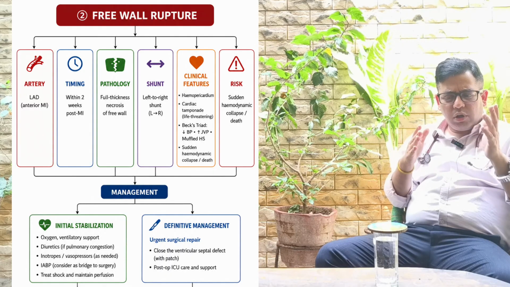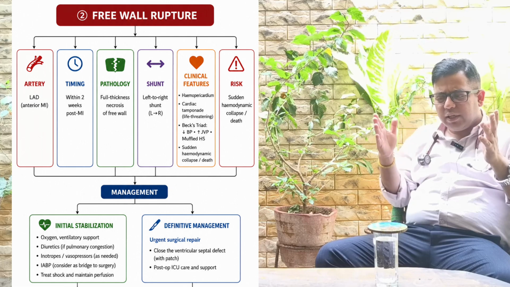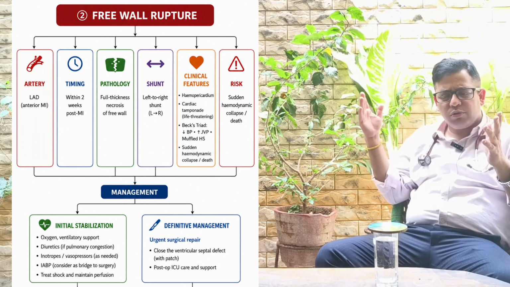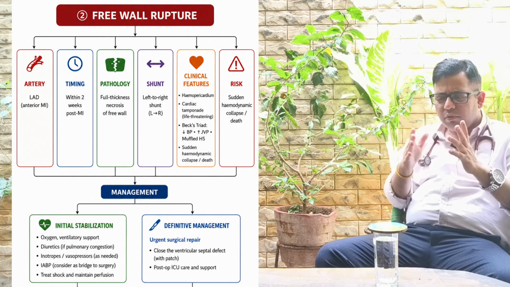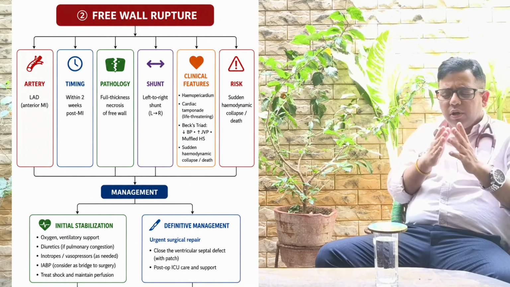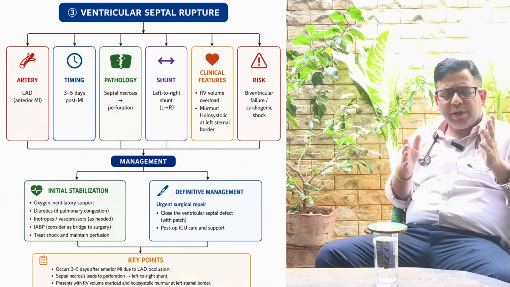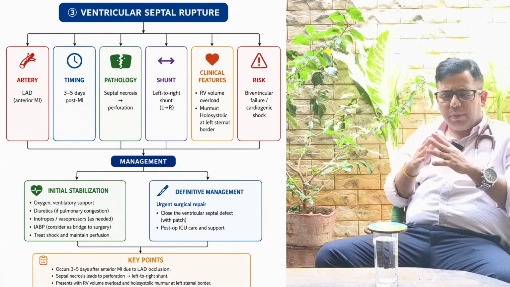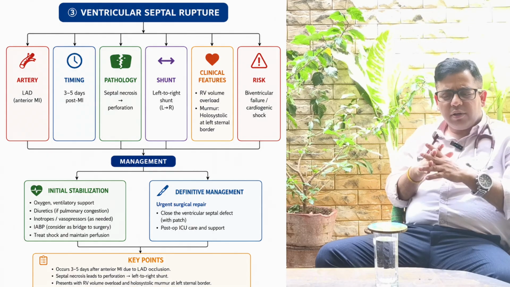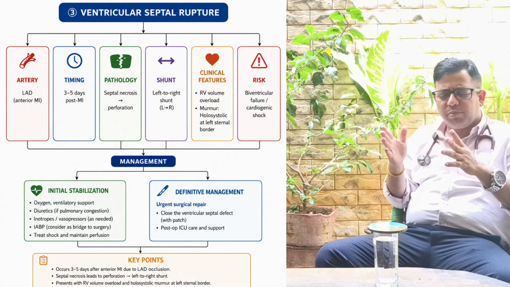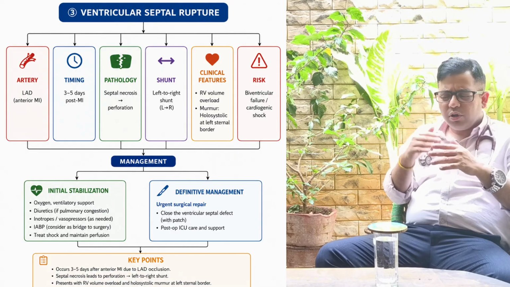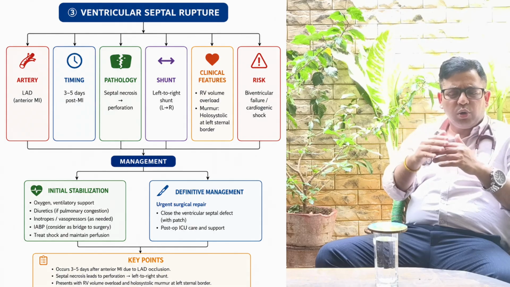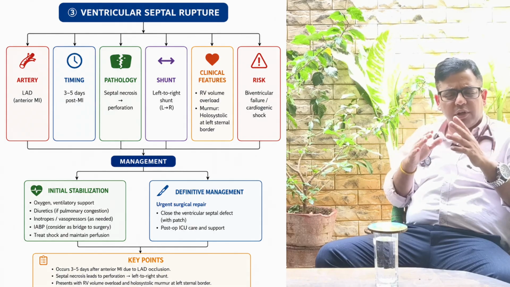In this case, the free wall rupture will lead to hemopericardium and a consequent cardiac tamponade, which is a life-threatening complication. The third mechanical complication of MI is ventricular septal rupture, which happens again in LAD infarct. In ventricular septal rupture, there will be a volume overload due to left to right shunt, and we will get a holosystolic murmur at the left sternal border.